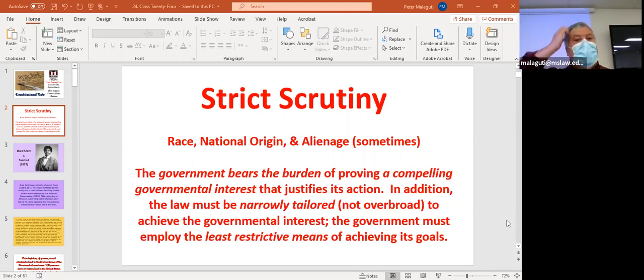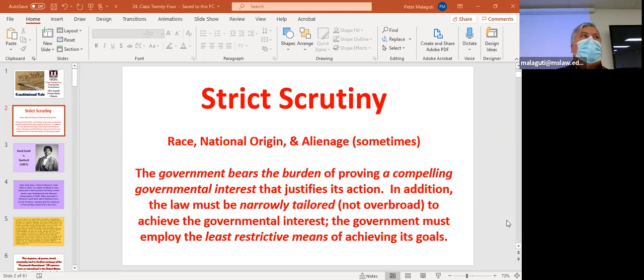Know that with strict scrutiny, the burden of proof is on the government. They have to show a compelling governmental interest, and they have to use the least restrictive means of achieving the goal. It can't be over-inclusive, okay? And it can't be under-inclusive either, okay? That's how they test you on multiple choice questions on the bar exam. They test you on the tests.